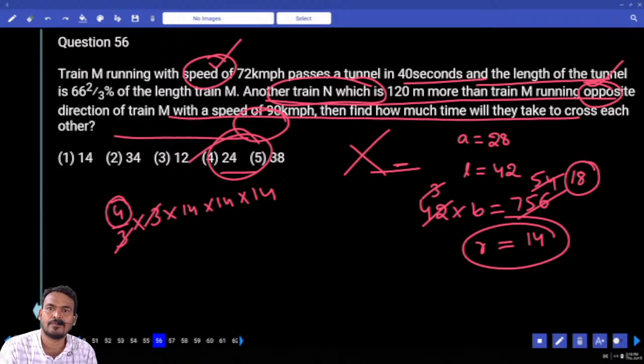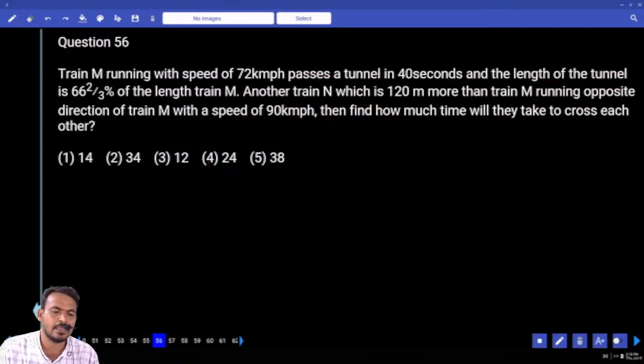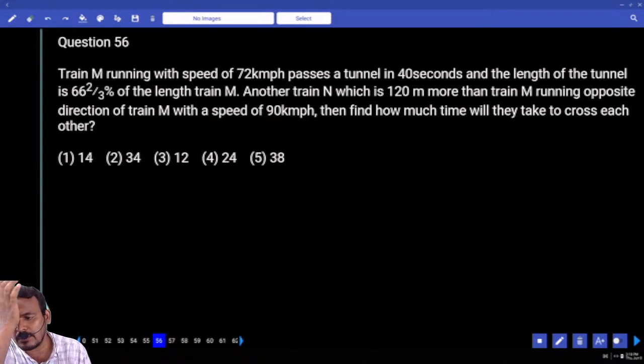Next question number 56. Train M running with a speed of 72 km per hour passes a tunnel in 40 seconds. And the length of the tunnel is 66 2 by 3% of the length of the train M. And the train N, which is 120 meters more than the train M, running in opposite direction of train M with a speed of 90 km per hour. Find how much time will they take to cross each other.